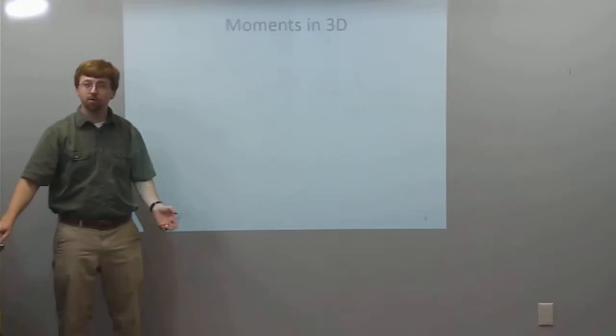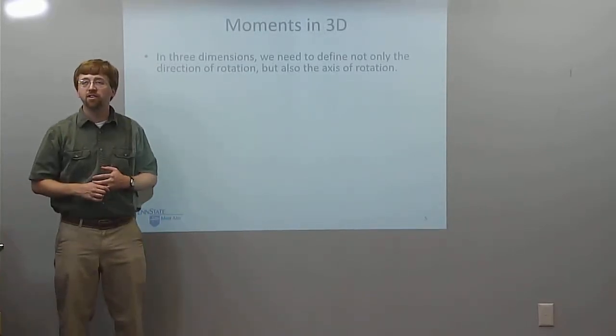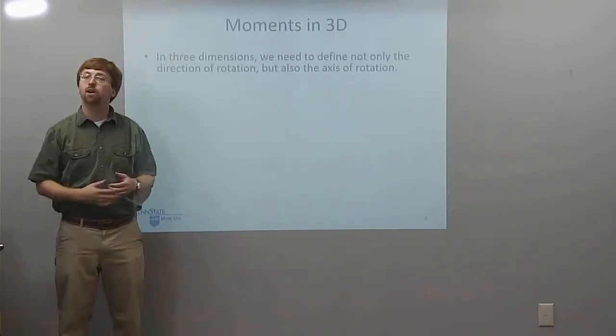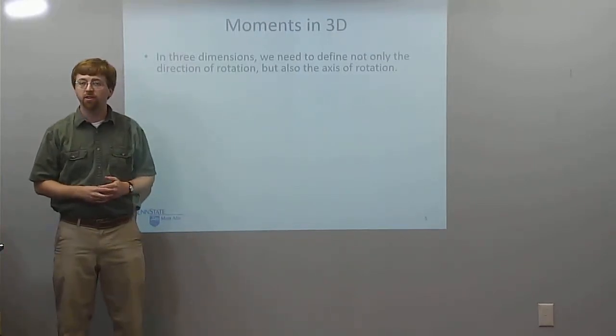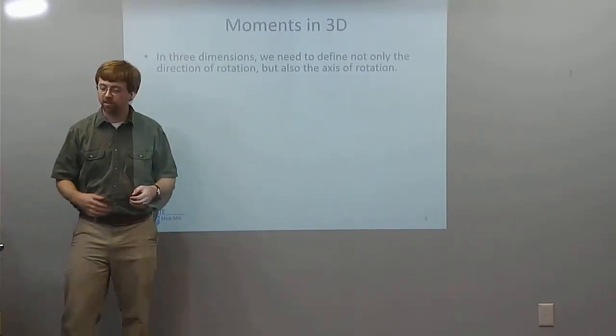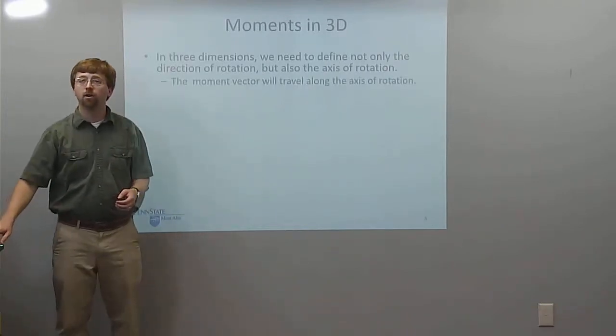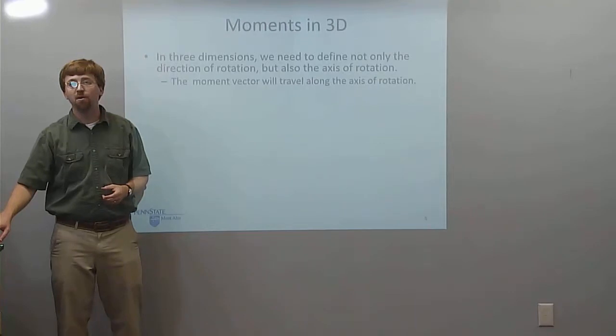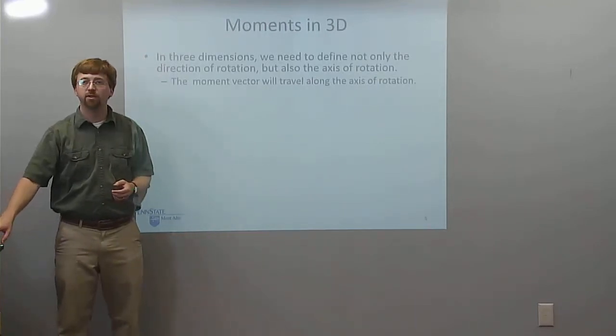All right, so moments in 3D. In 3 dimensions, we need to define not only direction. In 2D, we had clockwise or counterclockwise; those are the only ways we can move. But in 3D, we also need to define the axis of rotation. So the moment vector, the vector we use to represent this moment, will travel along the axis of rotation.